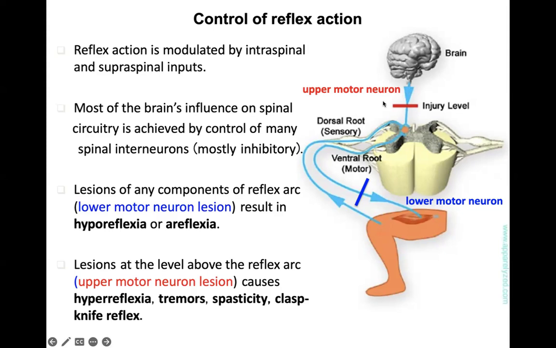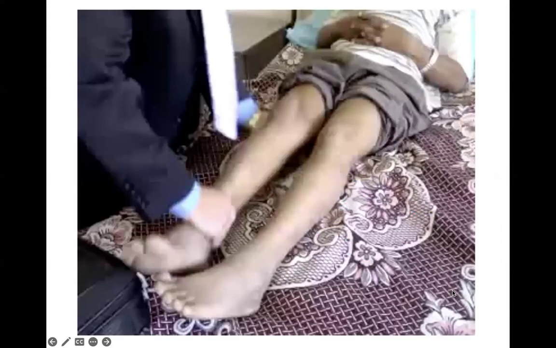In contrast, if you have problems either in the tracts from the upper motor neurons or in the brain motor cortex itself, the motor area itself, then you don't have enough signal to control that strength, right? So the reflex becomes super strong. You can call that hyperreflexia. Or it can come in several other forms, also spasticity or clasp knife reflex. I'll show you in a moment. So this reflex is called clasp knife.